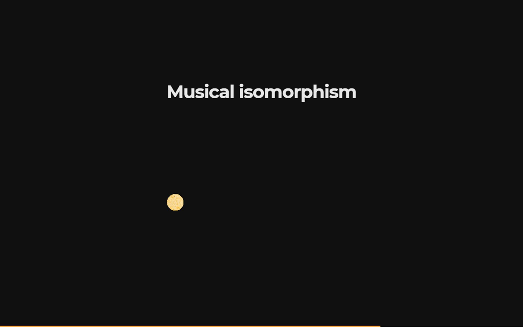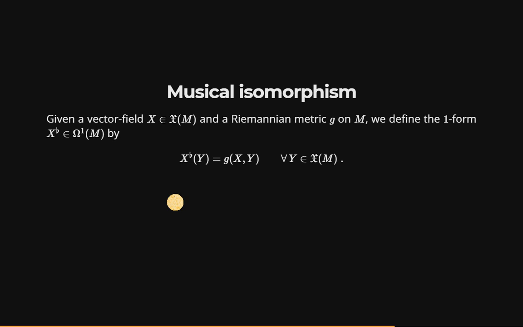Now, the other reason for having a metric. One reason for having a metric is having distances, computing lengths. The other reason is what is called the musical isomorphism. I know it's a weird name, but take a vector field and the Riemannian metric. You can define the one form x flat, that's why it's called musical isomorphism.